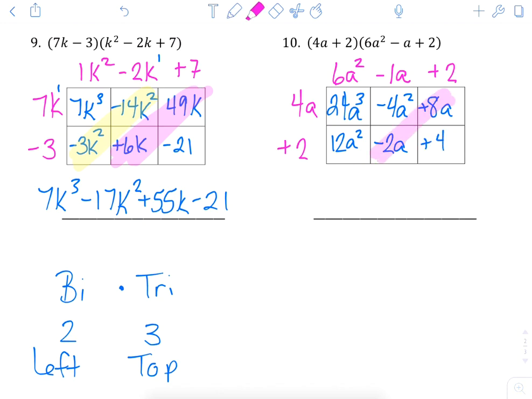All right, again, we're going to combine the a's. We're going to combine the a squareds. Highest degree goes first. 24, a to the third. 12 minus 4 makes 8a squareds. 8 minus 2 makes 6a's. And the plus 4 goes on the end. Okay? Feel free to pause that, copy anything you need.